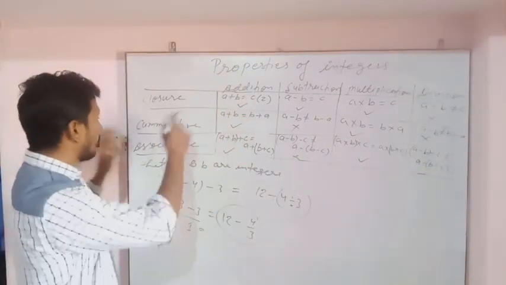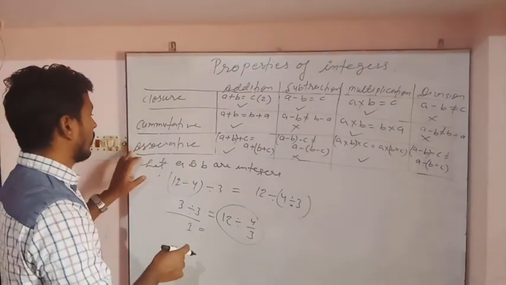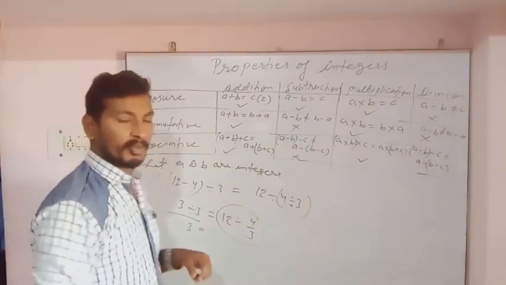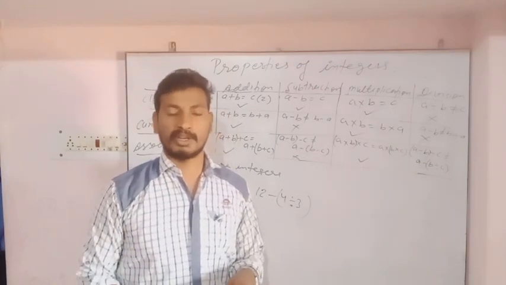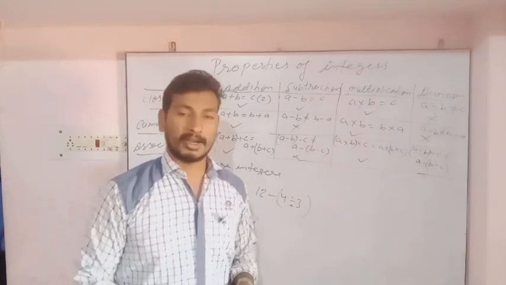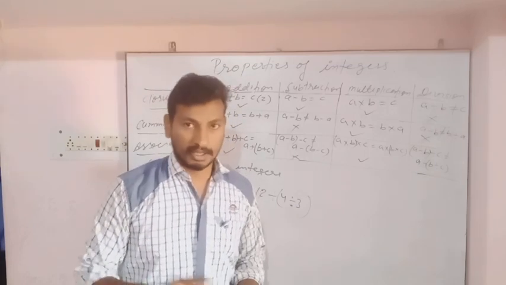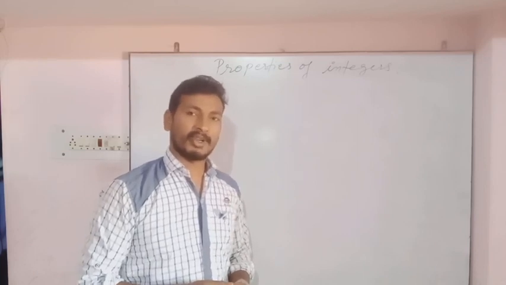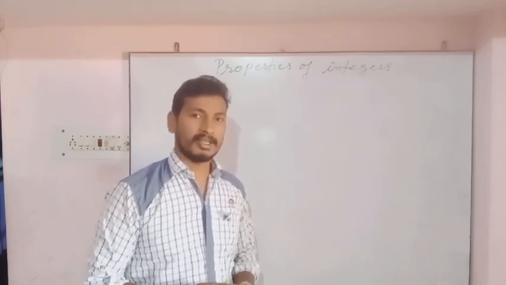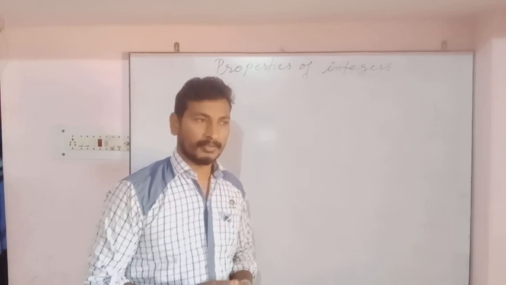So this is all about closure, commutative and associative. There are two more properties left: distributive property of multiplication over addition and subtraction, and last one is property of identity. So now two properties are left, distributive property and last one is identity property.